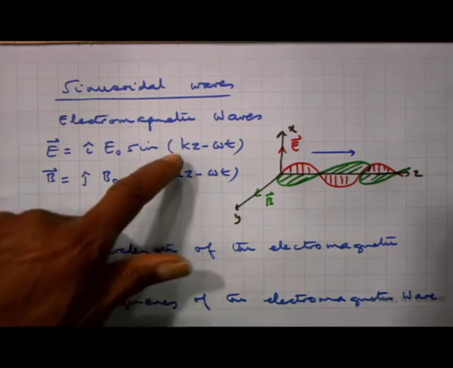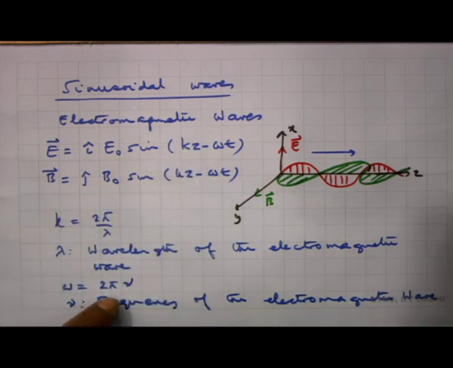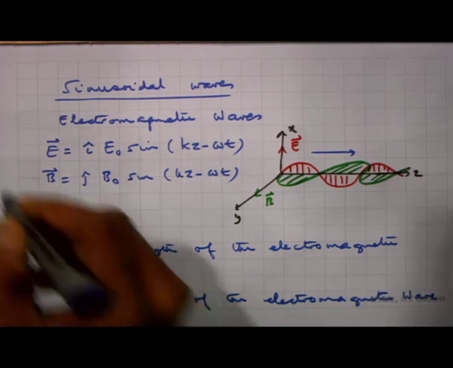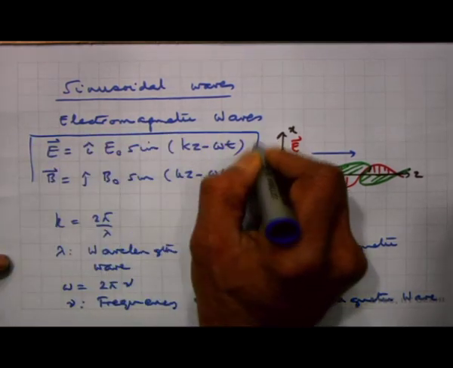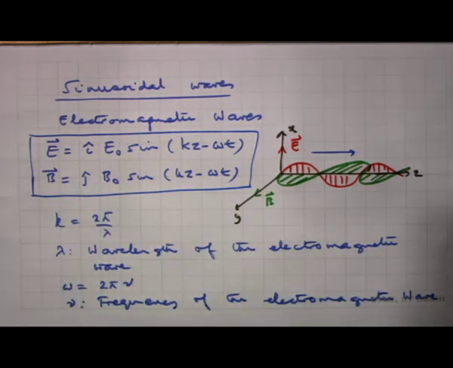So, in this, k is 2 pi by lambda, lambda is the wavelength of the electromagnetic wave, omega is 2 pi nu, nu is the frequency of the electromagnetic wave, k is called the propagation constant or wave number, and omega is called the angular frequency of the electromagnetic wave. So, the electromagnetic waves are now described by these, and these are one type of solutions of electromagnetic waves. These are called sinusoidal waves, and this represents one type of wave.